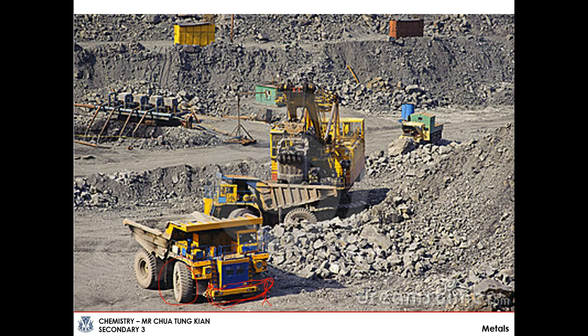So iron is a very widely used metal, and as a result, a large amount of iron extraction is taking place around the world. So how is the iron obtained from the iron ore?